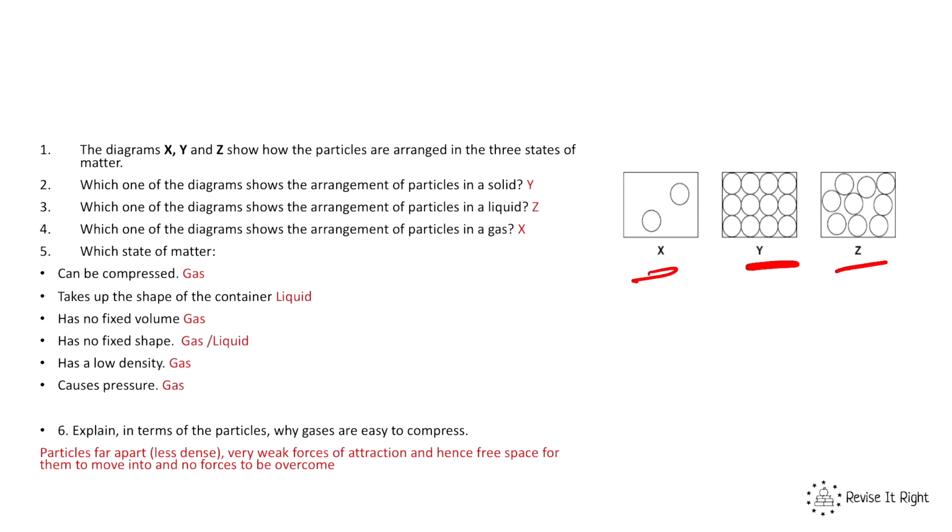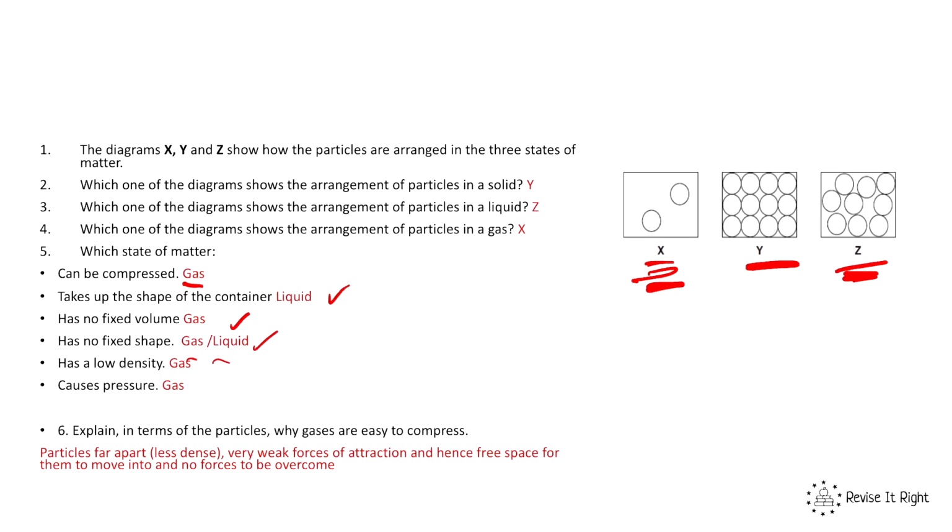Which states of matter can be compressed? Well, that is a gas, this one here. Which one takes up the shape of its container? That would be a liquid, which is this one here. Which one has no fixed volume? Well, that's a gas. Which one has no fixed shape? For that you could have written a gas or a liquid.